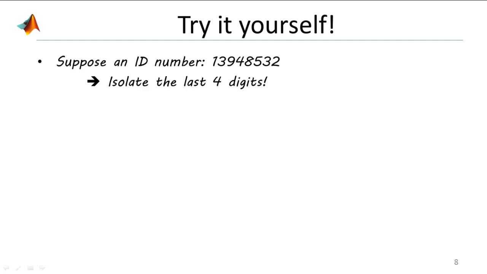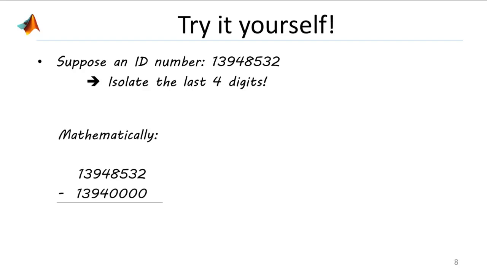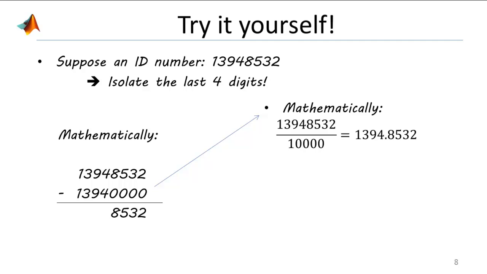Before we conclude on this lesson, try it yourself. Give it a shot. Suppose an ID number is this number, and we have to isolate the last 4 digits. This is a very common operation when we want to display your grades. So how do we do it? Mathematically, it's nothing but a subtraction. But how do we get that middle number? Well, it's again just math.